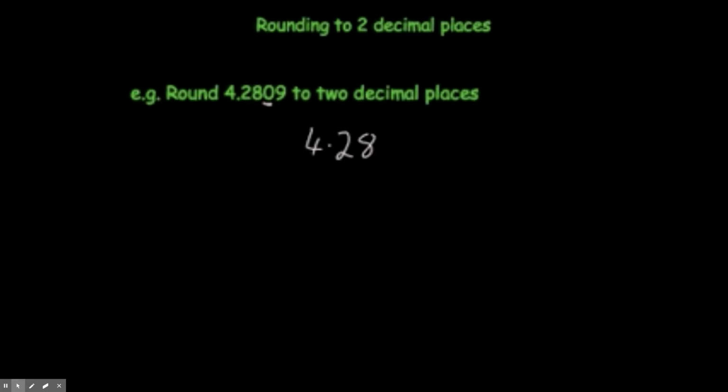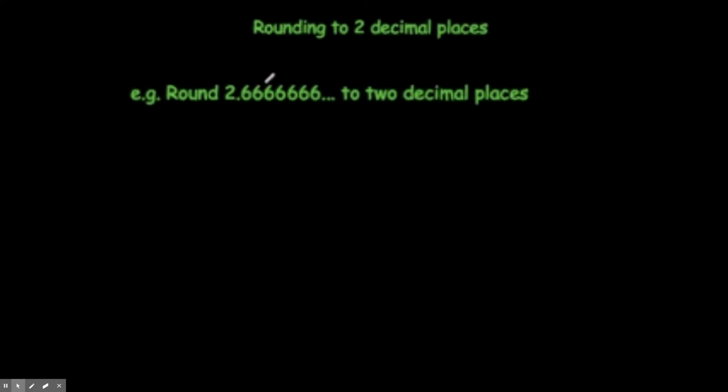Sorry, not finally. Round 2.666 recurring to 2 decimal places. So we would have 2.6666 and so on. When you want 2 numbers after the decimal point, we look at the third. It's a 6, that means we're going to round up. So it's going to be 2.67.